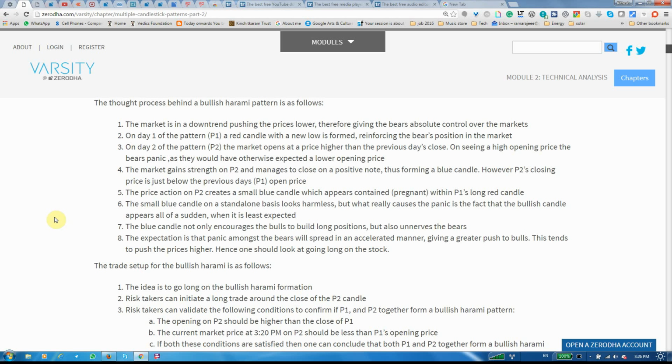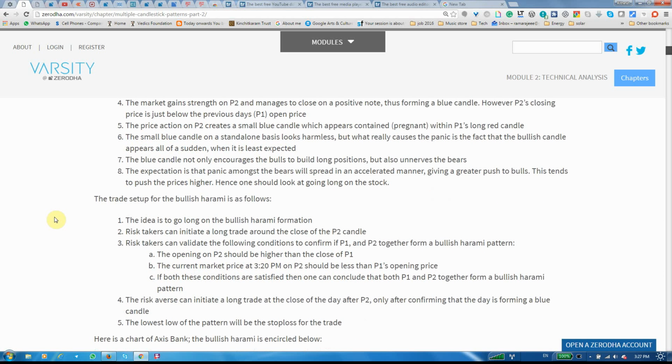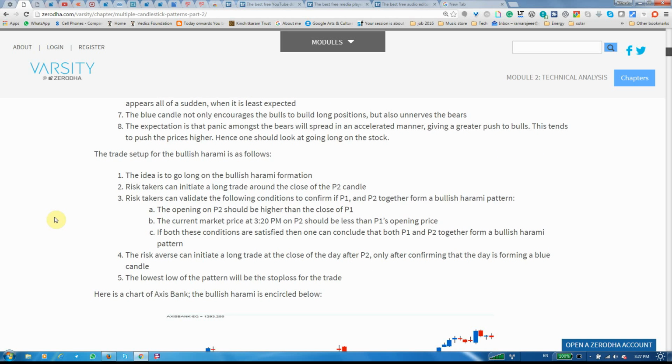The price action on P2 creates a small blue candle which appears contained, pregnant, within P1's long red candle. The small blue candle on a standalone basis looks harmless. But what really causes the panic is the fact that the bullish candle appears all of a sudden, when it is least expected. The blue candle not only encourages the bulls to build long positions, but also unnerves the bears. The expectation is that panic amongst the bears will spread in an accelerated manner, giving a greater push to bulls. This tends to push the prices higher. Hence one should look at going long on the stock.